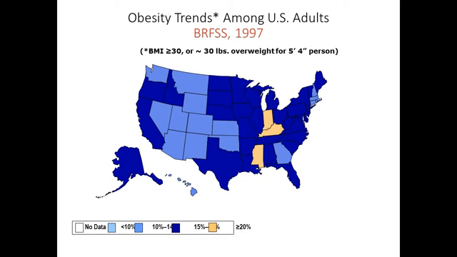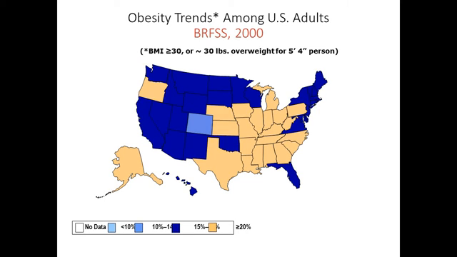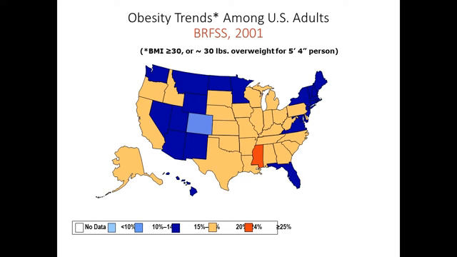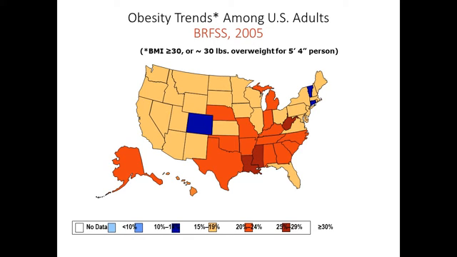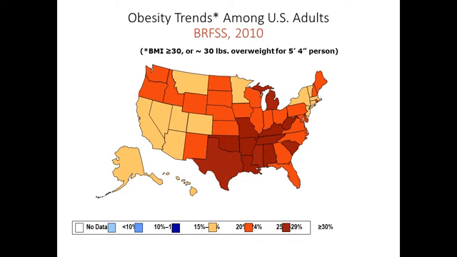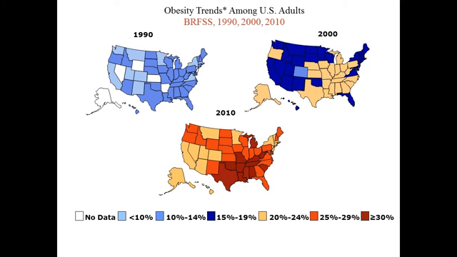greater than 20% in the yellow, greater than 25% in the red, greater than 30% in the deep red, and so on. So there's been major changes in the prevalence of obesity over the last 20 years in the US, and we're not too far behind in Ireland.